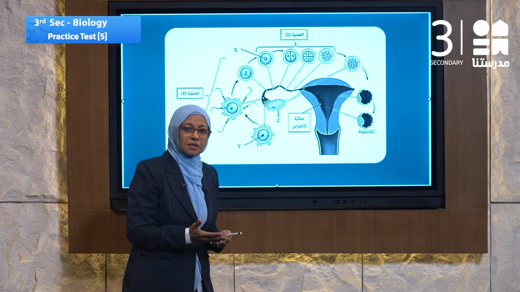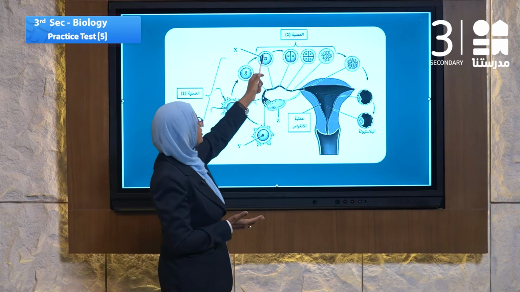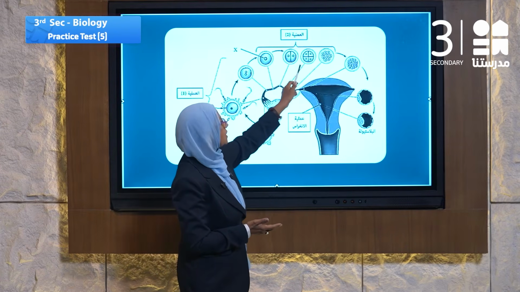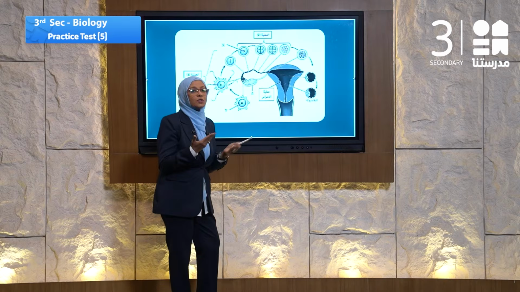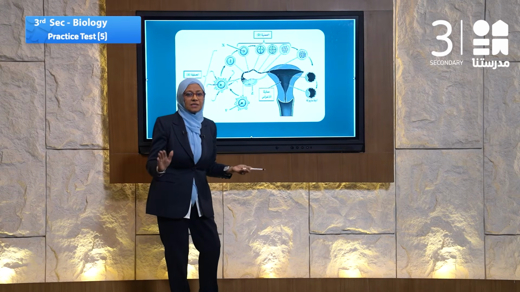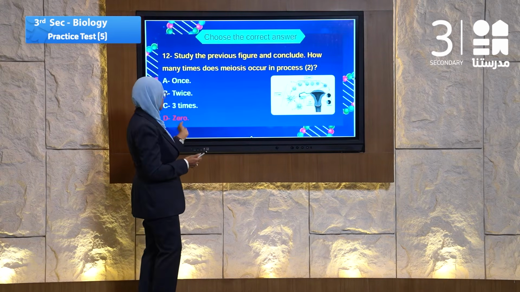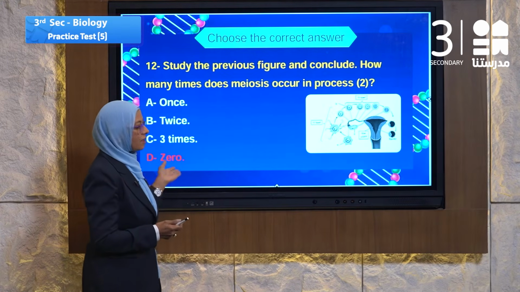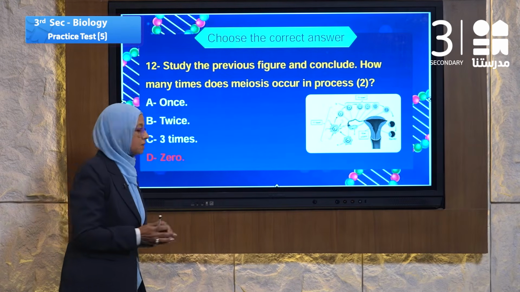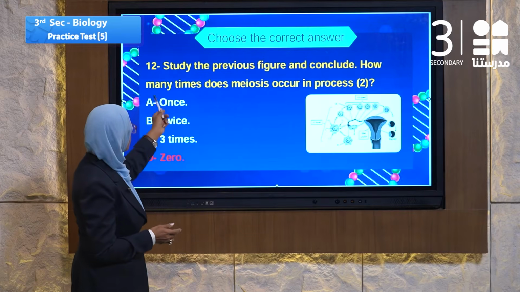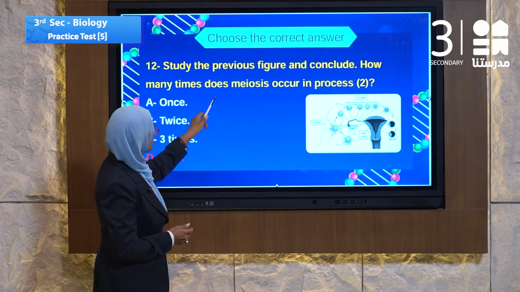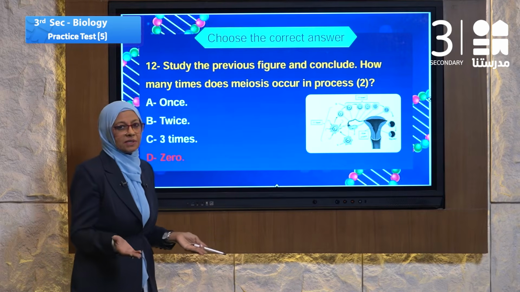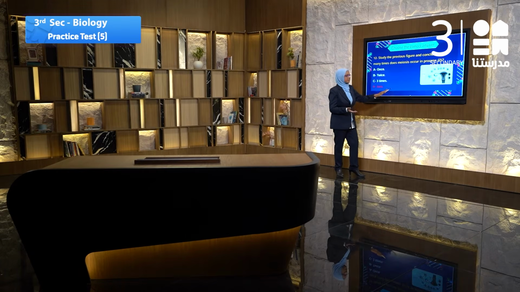Why? Because they start with 1 and give 2, start with 2 and give 4, start with 4 and give 8. That's mitosis. Where is the meiosis? No meiosis here. So the answer must be 0. There is mitosis, not meiosis. So how many times does meiosis occur? No meiosis occurs. So the answer must be 0.